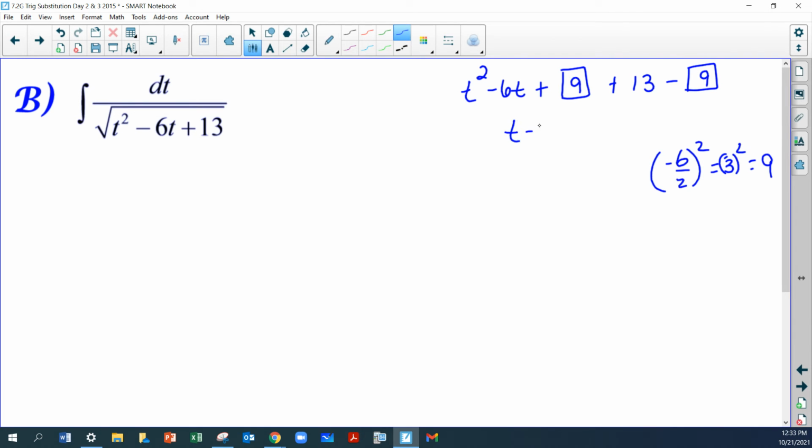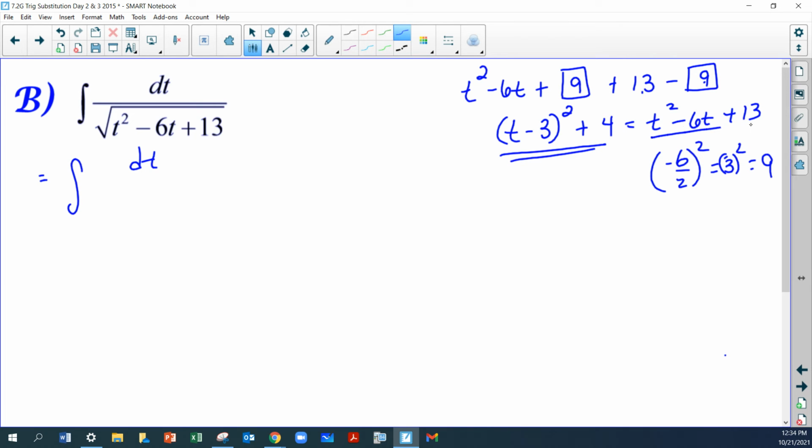That'll give me a t minus 3 quantity squared. There's that perfect square we created. Plus 13 minus 9 is a 4. That is what we want to turn our integral into. It's an equivalent statement to t squared minus 6t plus 13. These two statements are equivalent.